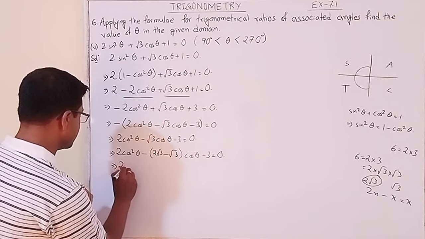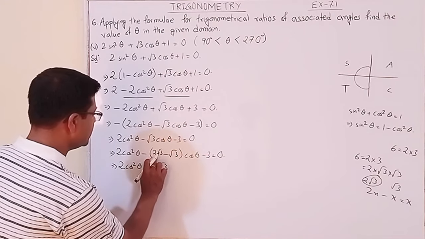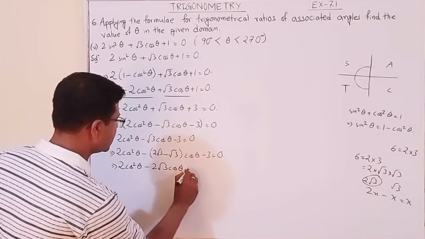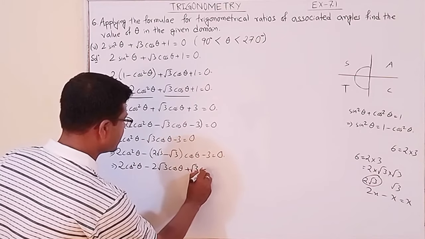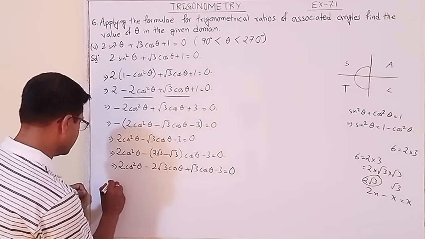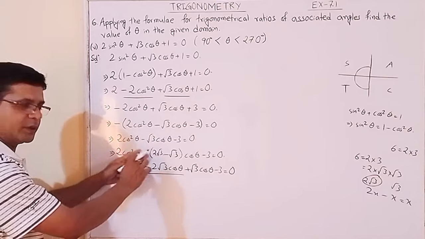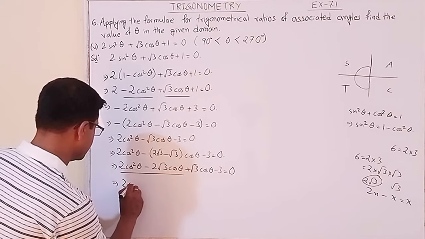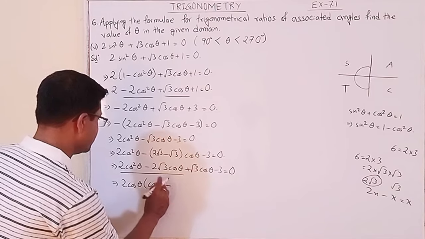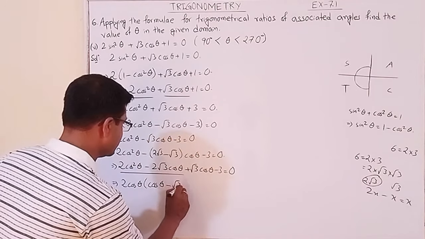So here 2 cos square theta minus 2 root 3 cos theta plus root 3 cos theta minus 3 is equal to 0. In the first pair, what is common? 2 is common, cos theta is also common. So 2 cos theta is common. What will be left? Cos theta minus root 3 is left after taking 2 cos theta common.